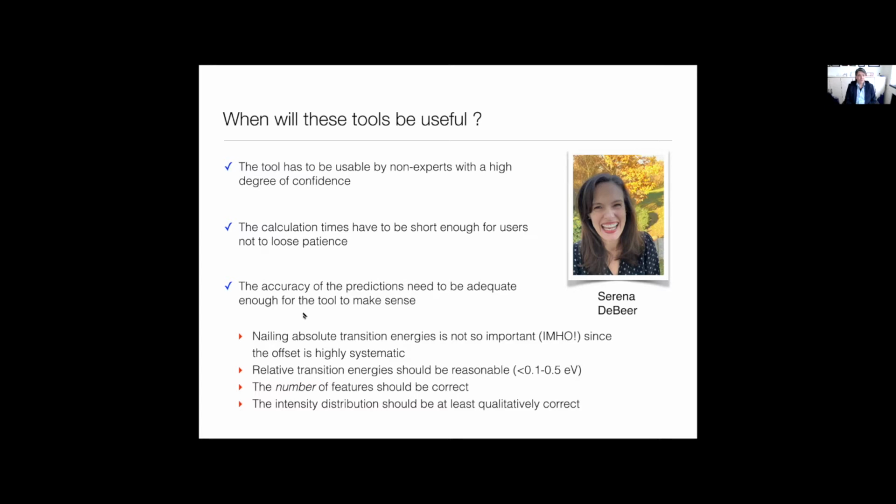Well, and then of course there is the accuracy. The accuracy of the predictions needs to be adequate enough for the tool to make any sense, right? If you calculate spectra that have the wrong number of peaks and they're all in the wrong place and they all have the wrong intensities, then these calculations are useless and they're not helping you.